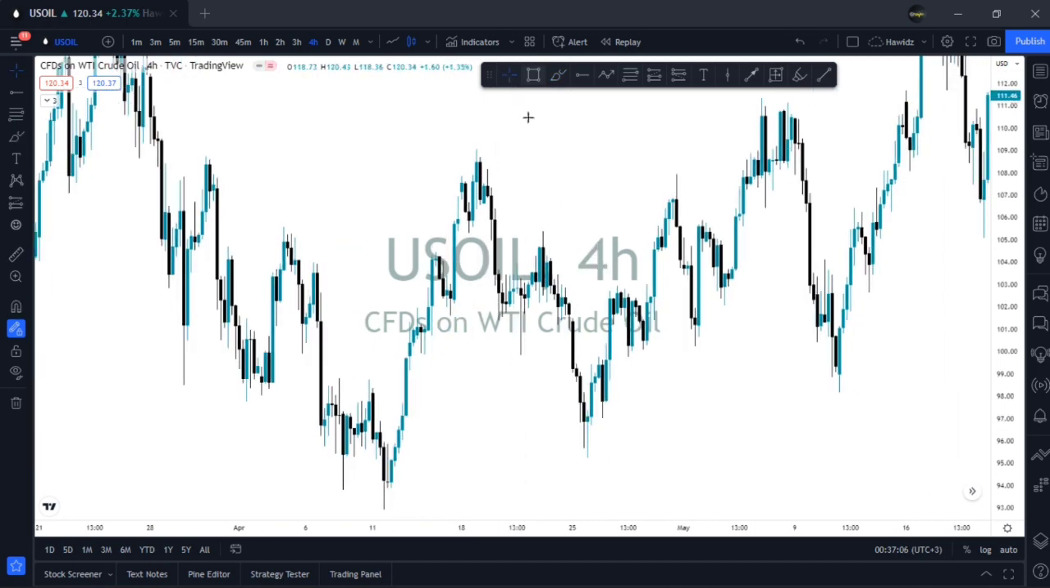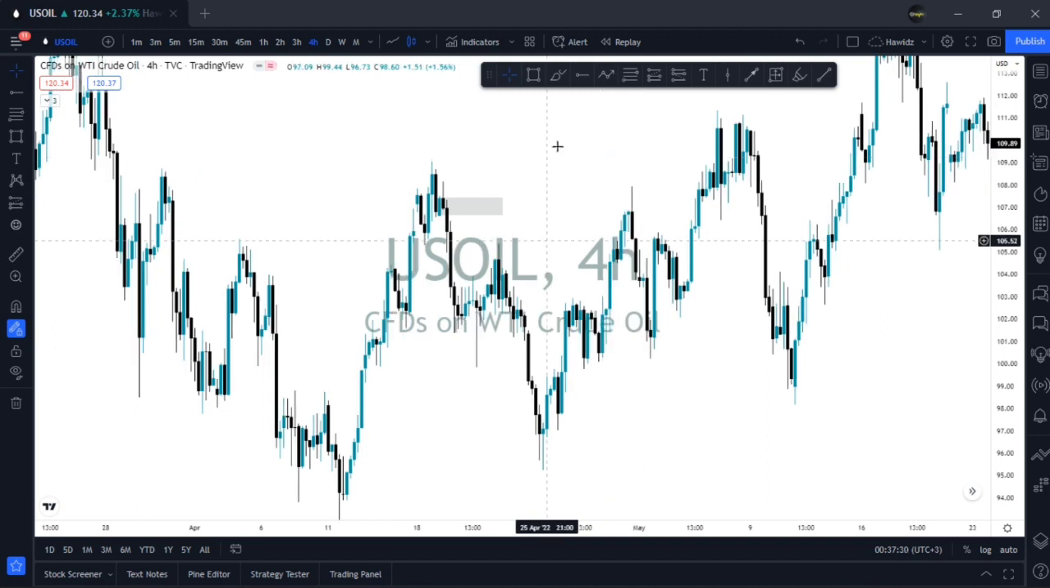So the supply zone is simply going to be the last up candle before the down candles started, right? My bullish candles are these green ones and bearish the black ones. So the last bullish candle before the bearish move started will be my supply zone. So we have a supply zone here. We also have a supply zone here. You're going to have multiple of these zones in your charts.